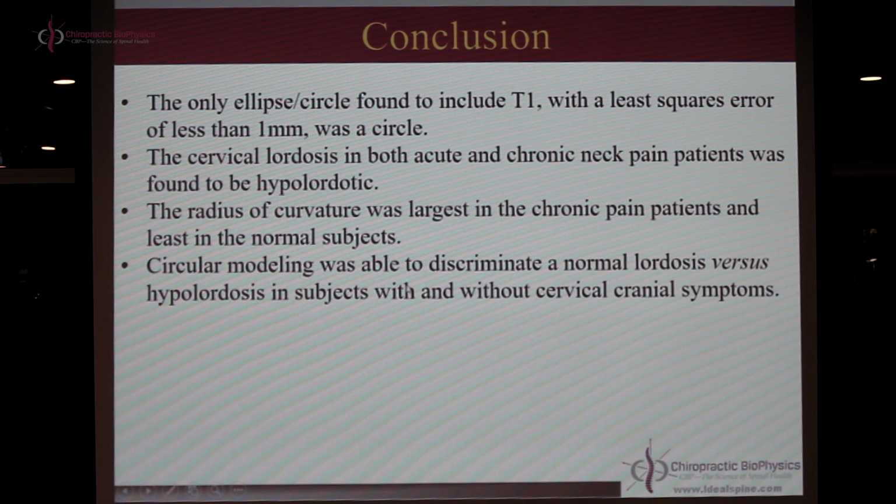Circular modeling was able to accurately discriminate normal lordosis versus hypolordosis in subjects with and without cervical cranial symptoms. Now, this statement goes back to our ROC curve analysis. Our radius of curve had the best sensitivity and best specificity. So circular modeling is actually more accurate in its discrimination between pain and non-pain groups. That should make sense. It's a more sophisticated analysis than just simply looking at two lines and an angle. You have to physically model the shape of their spine and then look at the radius of that curve. And if our subjects are matched for height, then we can accurately do this.